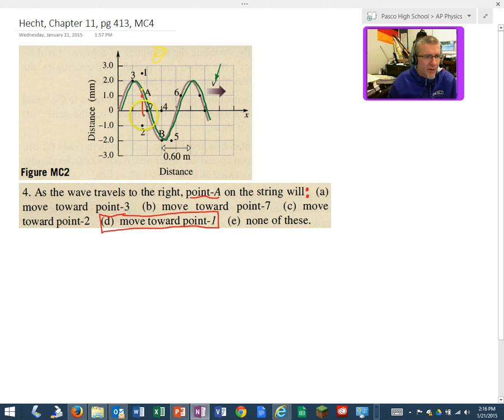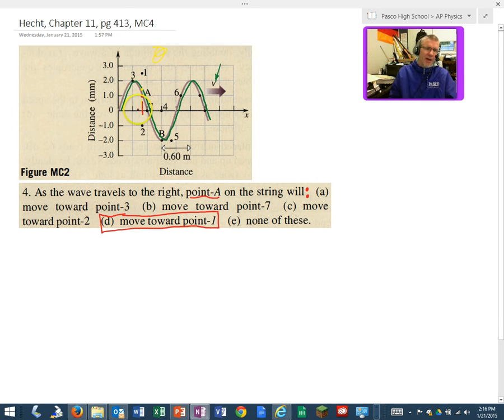I suppose we could go and do all of these. So point 7 would move up. Point B would start moving up. Point 6 would be moving down. Point 5, well, I don't know what point 5 is. Point 5 isn't on the curve. Point 3 would be moving down.